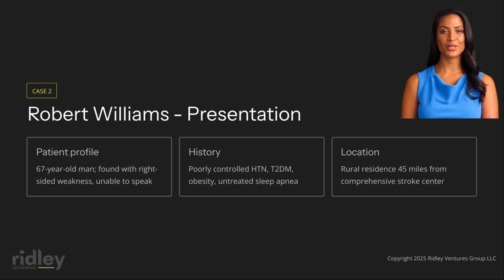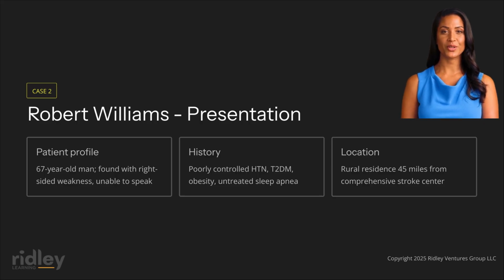Mr. Williams has a history of poorly controlled hypertension with documented blood pressures frequently exceeding 160 over 100 millimeters of mercury despite prescribed medications of amlodipine, 10 milligrams, and hydrochlorothiazide, 25 milligrams, which he acknowledges taking inconsistently. Additional history includes type 2 diabetes mellitus, managed with metformin 1,000 milligrams twice daily with the most recent hemoglobin A1C of 7.8%, obesity with a body mass index of 34, and obstructive sleep apnea, for which he was prescribed but does not use CPAP therapy.